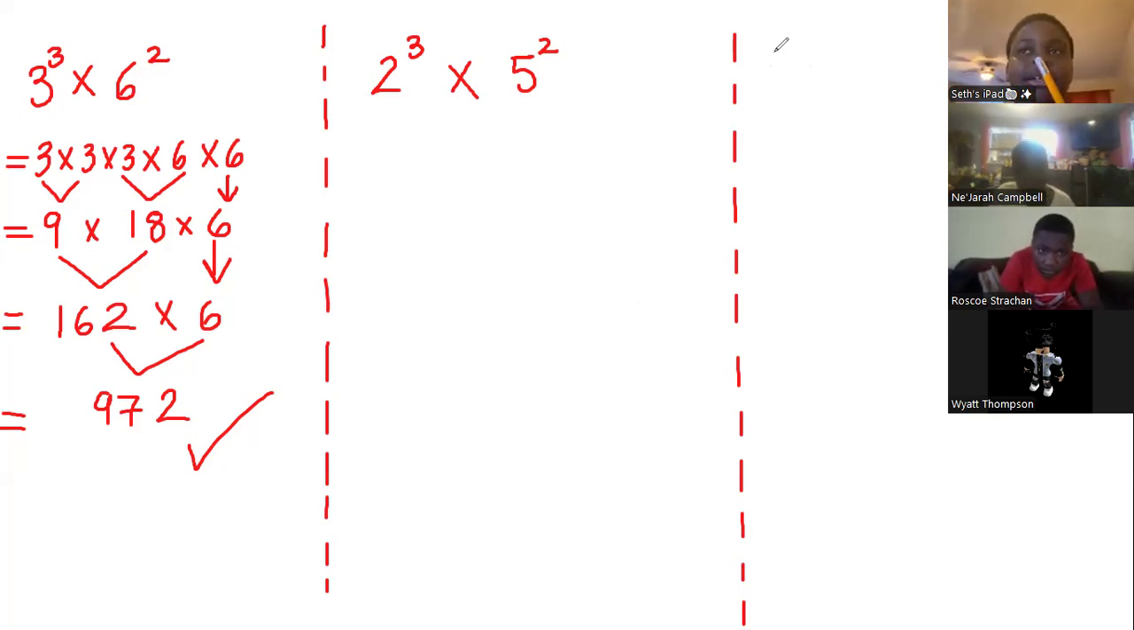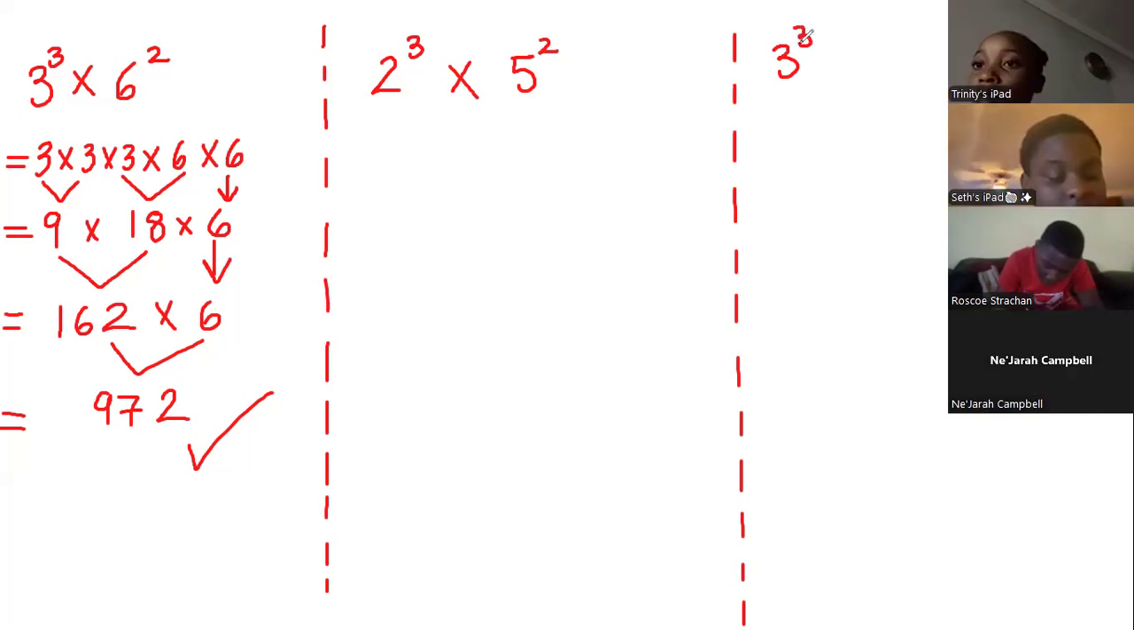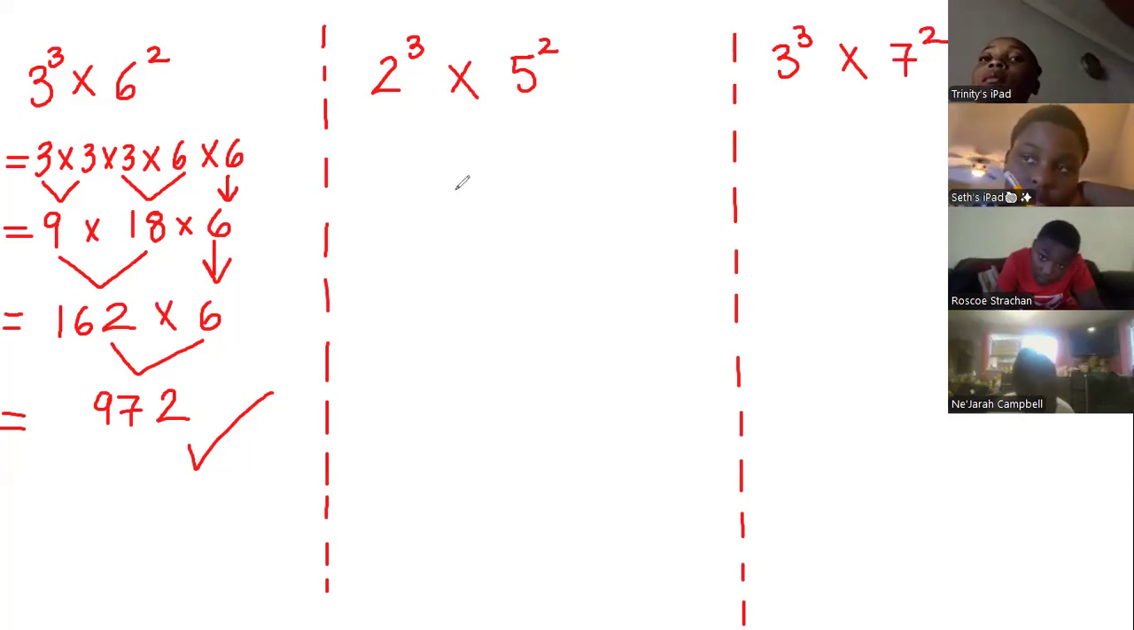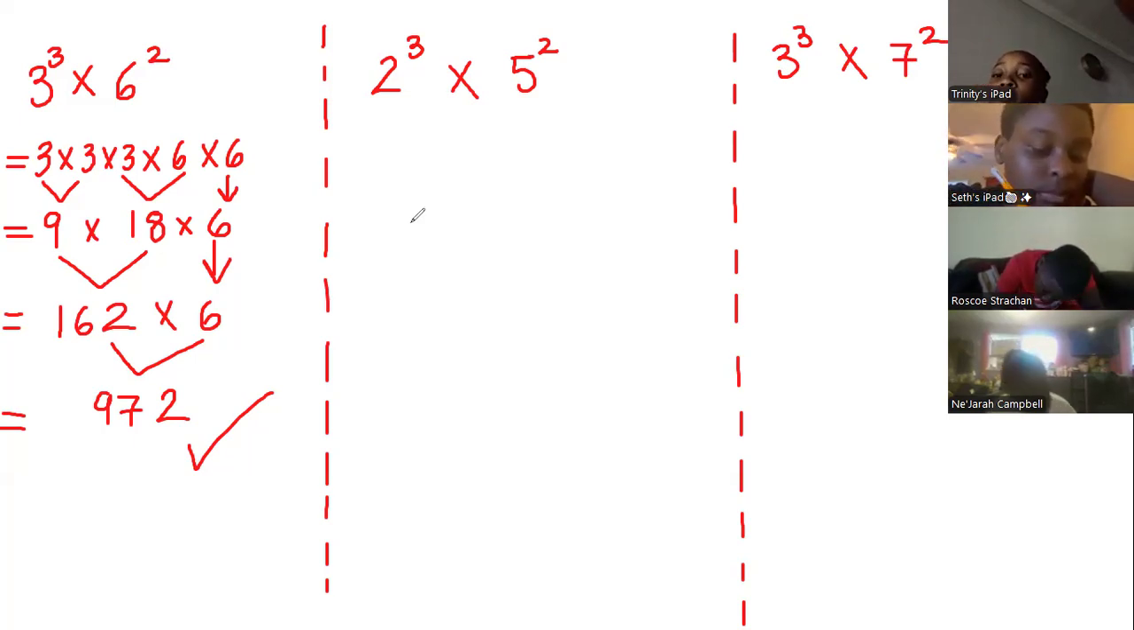So we say 3 to the power of 3 multiplied by 7 squared. You have to take a picture of this and send your answer to me. Specifically, that's 3 to the power of 3 times 7 squared.